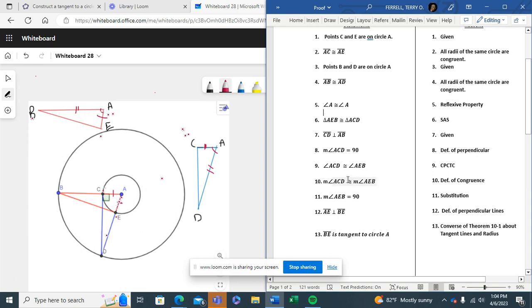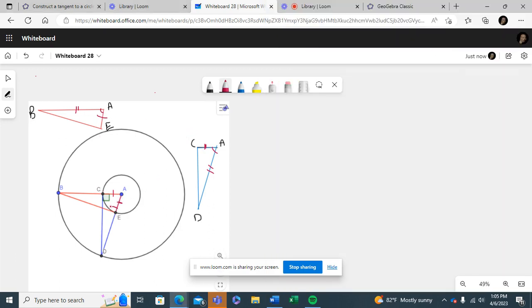So number 10 says their measures are congruent because of the definition of congruence. And number 11 says that the measure of angle AEB is 90. Well, I know if they're congruent, if one's equal to 90, the other one's equal to 90. So we're just doing substitution. And number 12 says that AE is perpendicular to BE. Beautiful.